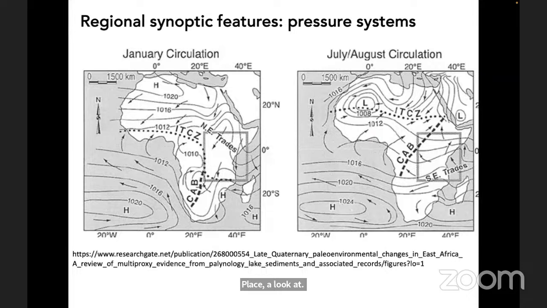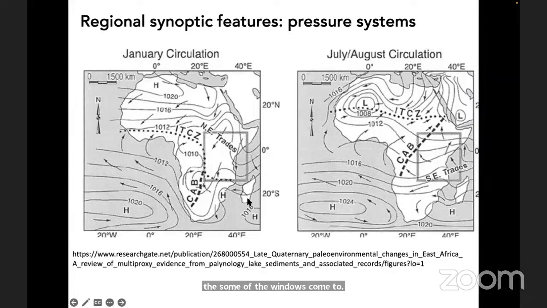So assuming you understand what low pressures and high pressures do, let's look at what we have on Africa and around Africa during the two extreme seasons: January, which is winter in the northern hemisphere and summer in the southern, and July, August, which is the opposite. So in January, you can see the ITCZ is way down, but you can see a high pressure area over the Atlantic Ocean. You can see the wind moves around, and some of the wind comes to part of Africa here.